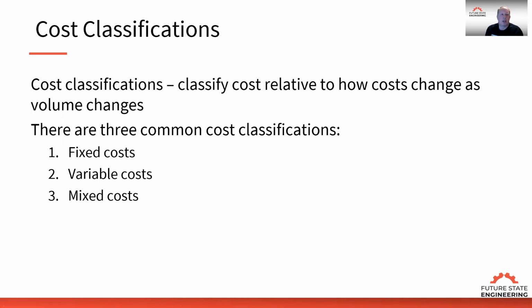First, I want to talk about different cost classifications. And we can take costs and classify them into three categories: fixed costs, variable cost, and mixed cost. I'm going to talk about the first two, fixed and variable, because that's what I see most in organizations.